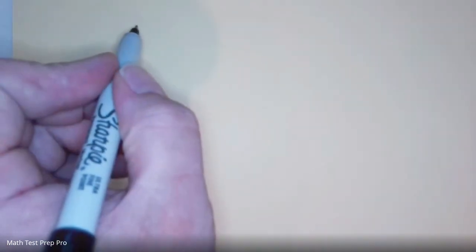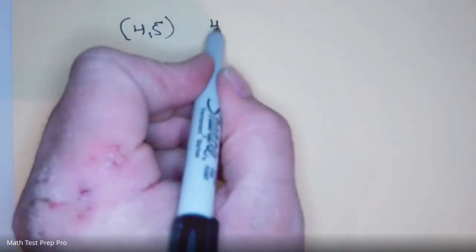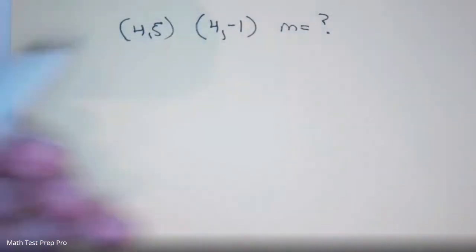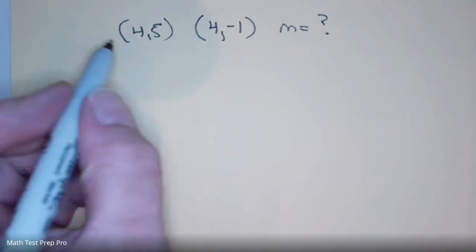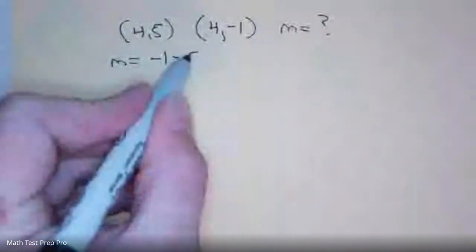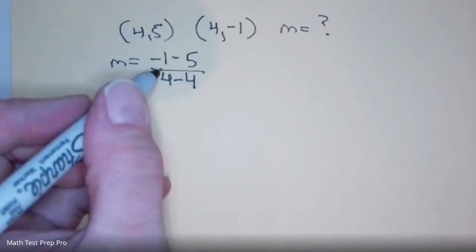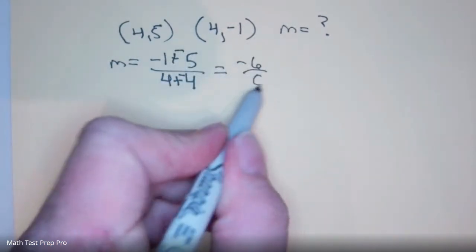All right. Next problem. Let's find the slope between the points 4, 5 and 4, negative 1. So we're trying to find the slope, m equals, right? We're going to use the slope formula. M equals negative 1 minus 5 over 4 minus 4. And I see the same problem again here, right? This is going to be a 0 on the bottom. Negative 6 over 0. Oh, I just did that problem. Sorry. Let's start the next one.